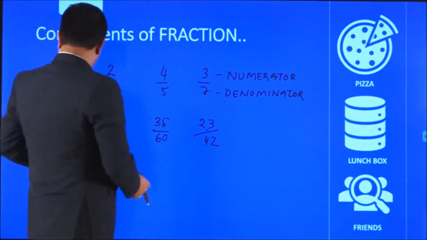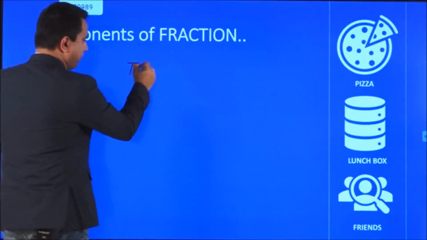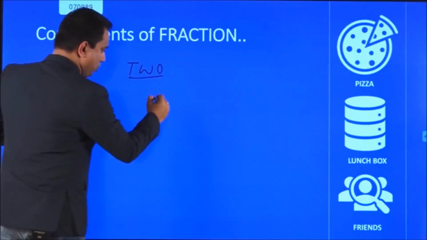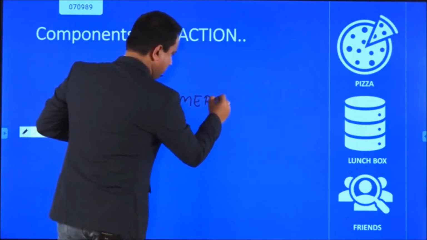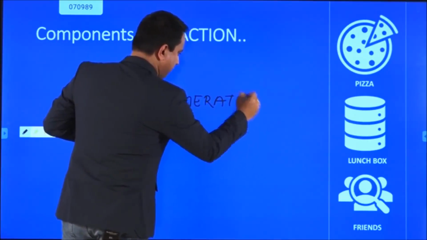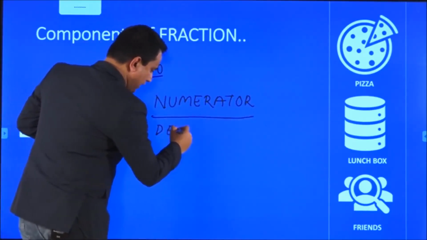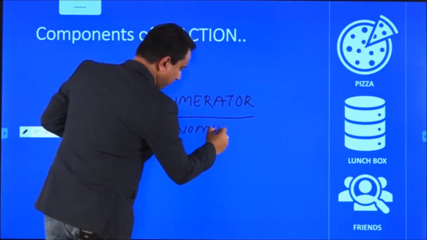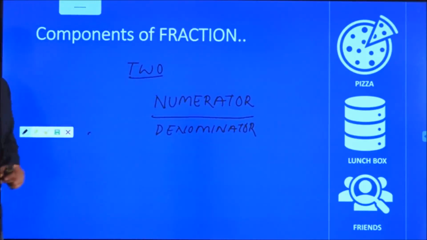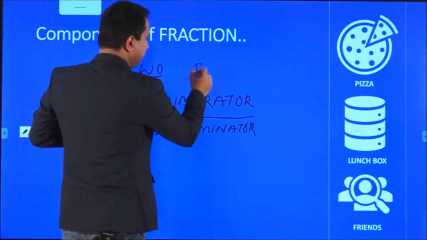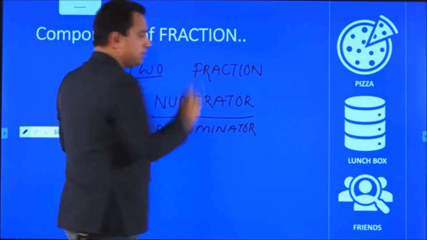So before we get into the next topic of the day, there are 2 components for a fraction. The numerator is the number which is on the top. Then we have the second number which is at the bottom, and it's called the denominator. So we have so far learned 3 new words today. The first one was fraction. The second one is numerator. The third one is denominator.